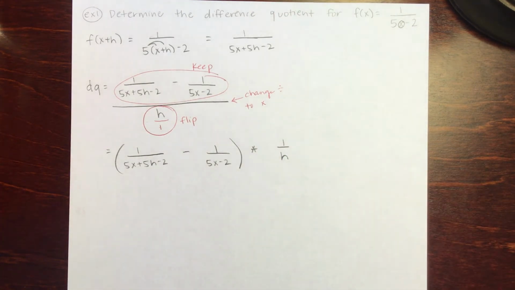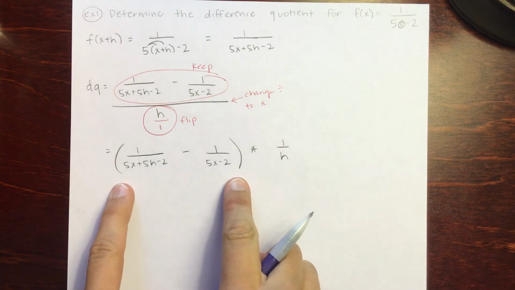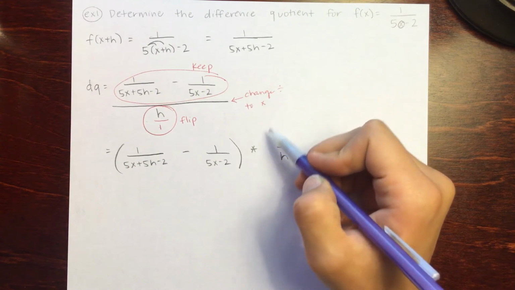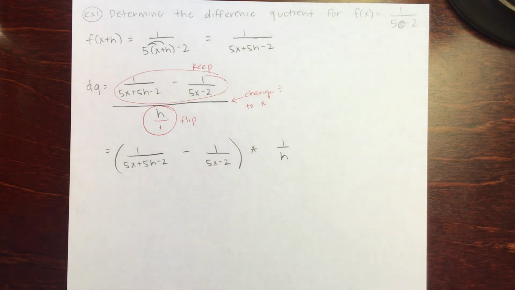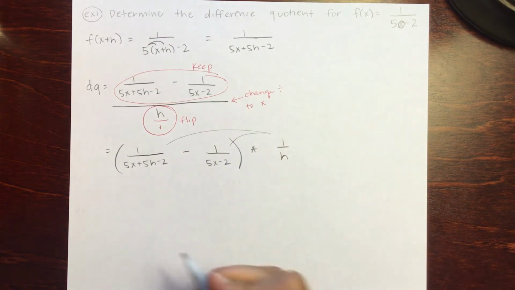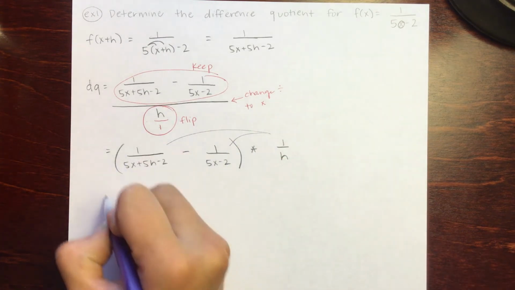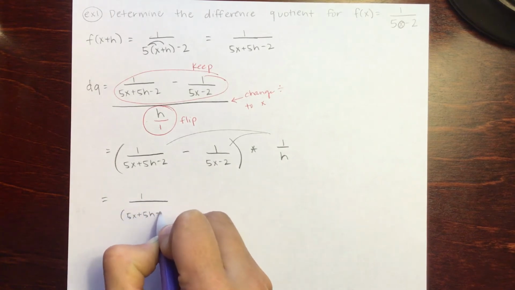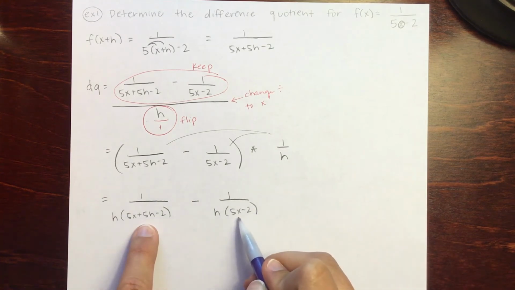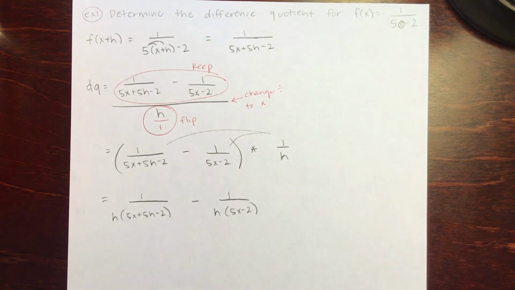So I kept the numerator as is, put parentheses around it so you hold the whole numerator together. Your fraction bar is just a division sign, so I changed it to multiplying and then flipped the bottom. I had to write h over 1 so I could flip it to make it 1 over h. And now I'm going to distribute my 1 over h to each of these original fractions. Put the original denominators in parentheses so you hold them together. That was my first step, to get rid of my double fractions by keep, change, flip.